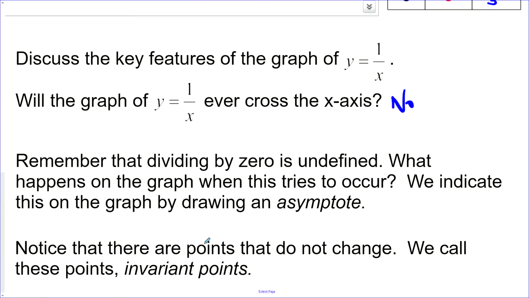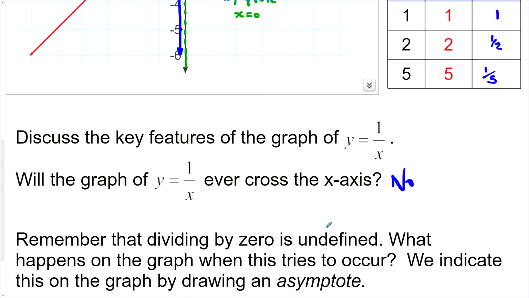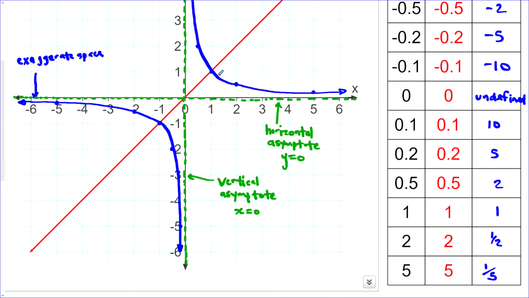And last, there are some points that do not change. We will call these points invariant points, as in they do not vary. So invariant points, they're actually at (1, 1) and (-1, -1). Let's mark those on the graph. So these two points right here, this point here and this point here, are invariant.